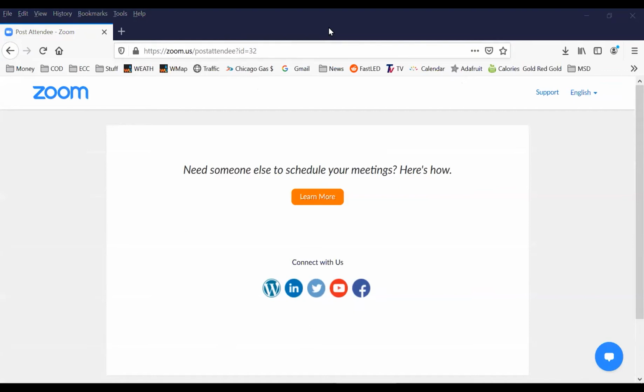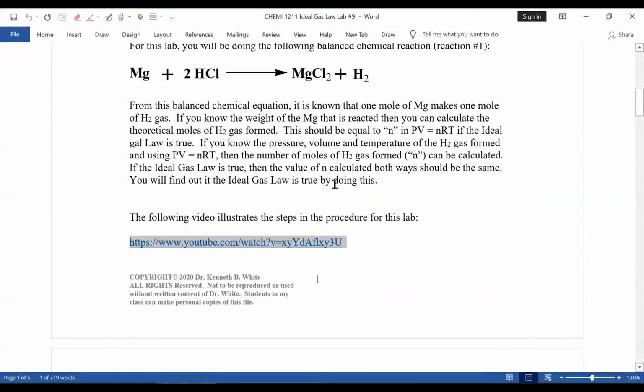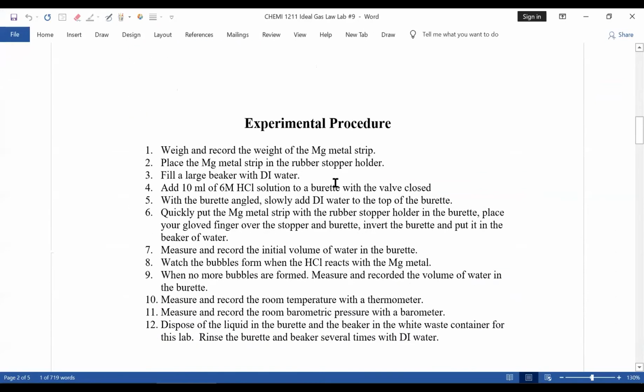That wasn't obviously part of the lab. All right, so you've seen how we do it, and I put in an experimental procedure how you would do it. Weigh and record the weight of the magnesium metal strip. Place the metal strip on the, I use their holder. We actually use a stopper like they do, but it has a string in it, a string that you wrap around a roll of the magnesium after you weigh it.